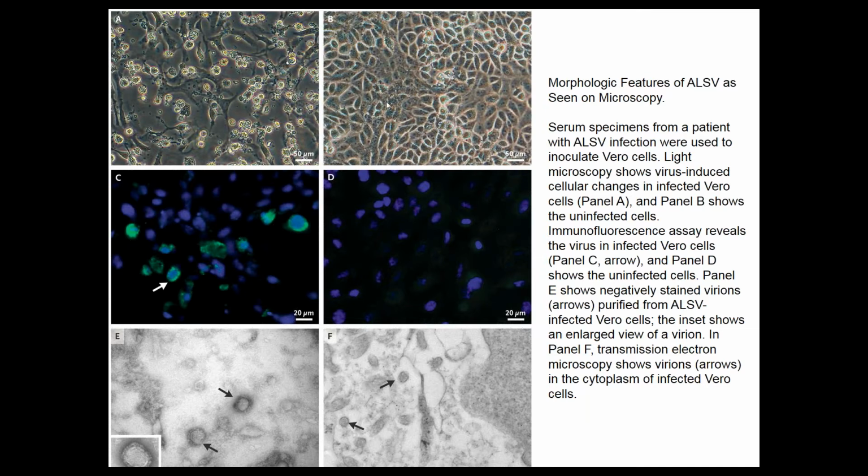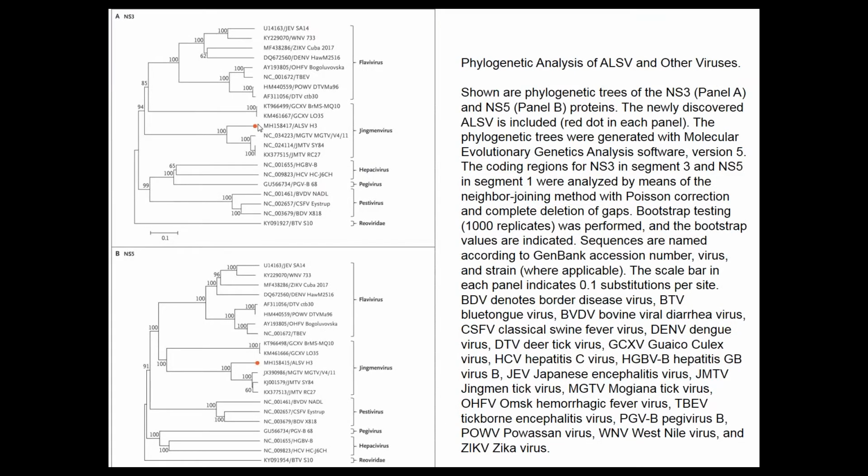What we can see here are cell culture experiments showing how the viral particles proliferate and how they're expressed on the surface of these cells with immunofluorescence microscopy, and what they look like on electron microscopy. We can then classify viruses. Since all known viruses have been sequenced, we can place these viruses in a clade analysis to show where they fit in with other flaviviruses.